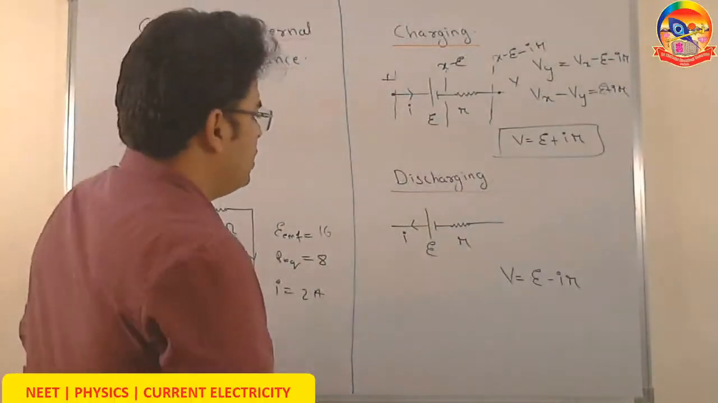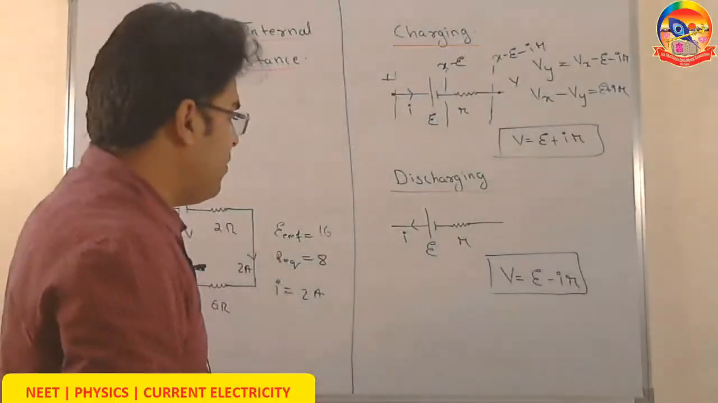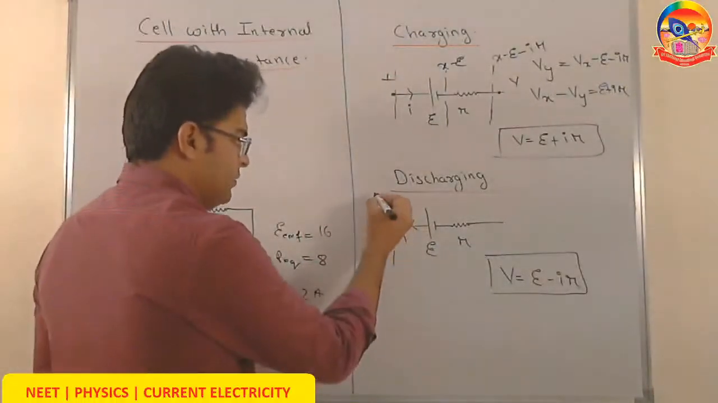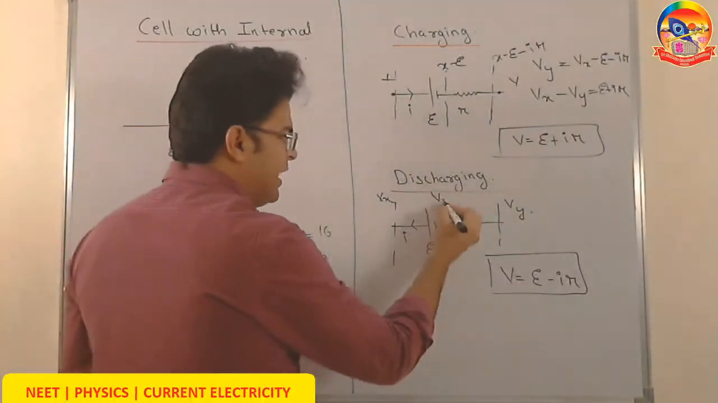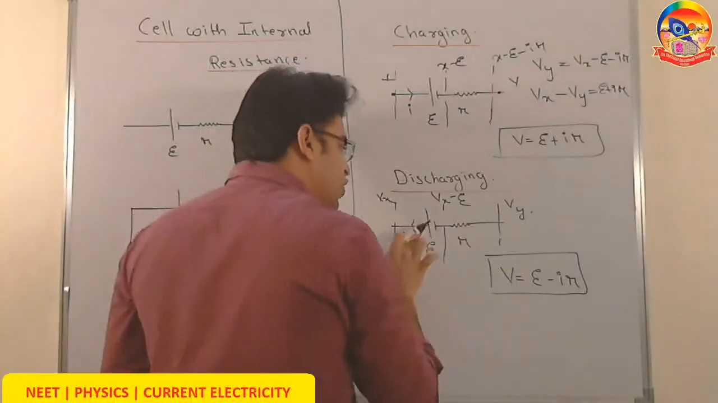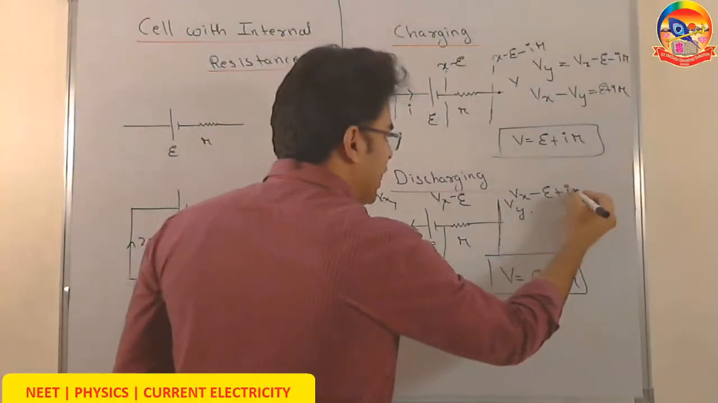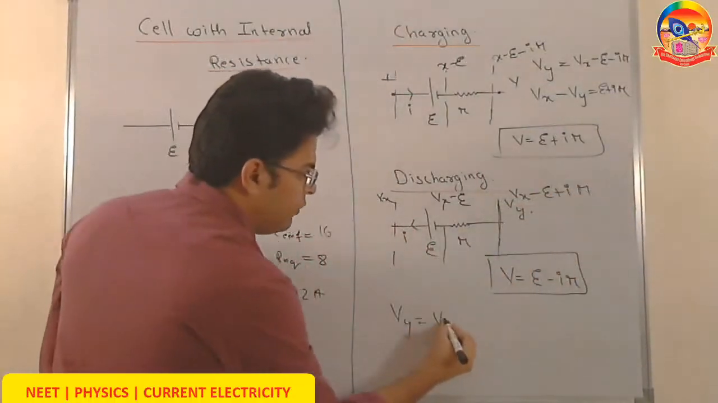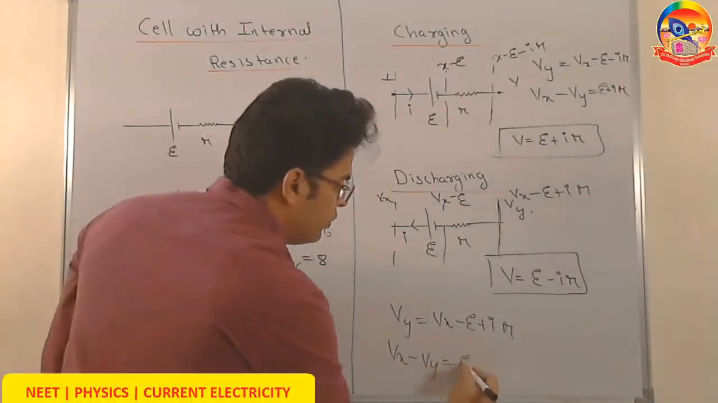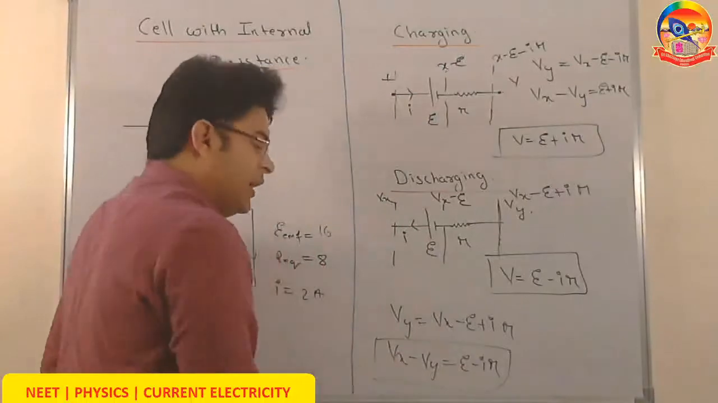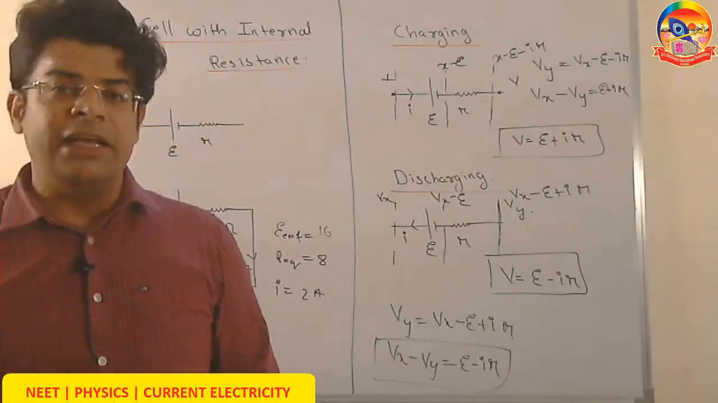On the other hand, the potential drop across a discharging cell is less than its EMF, which is E minus IR. How to find? Let's say the potential at this point is Vx, the potential at this point is Vy. You will write the potential of this point as Vx minus E, and since you are going in direction opposite to current, going from here to here, you will write potential Vx minus E plus IR. So you will say Vy equals Vx minus E plus IR, or Vx minus Vy equals E minus IR.